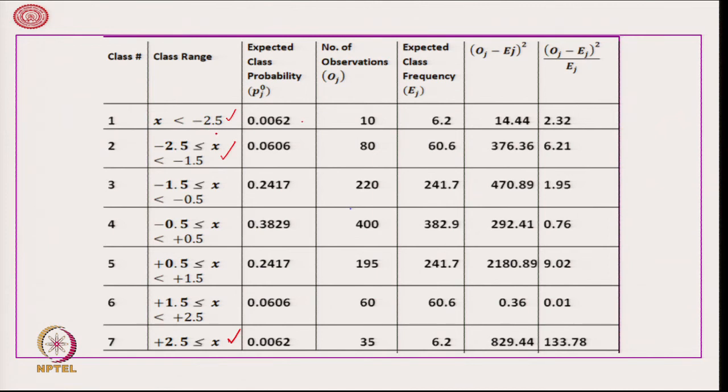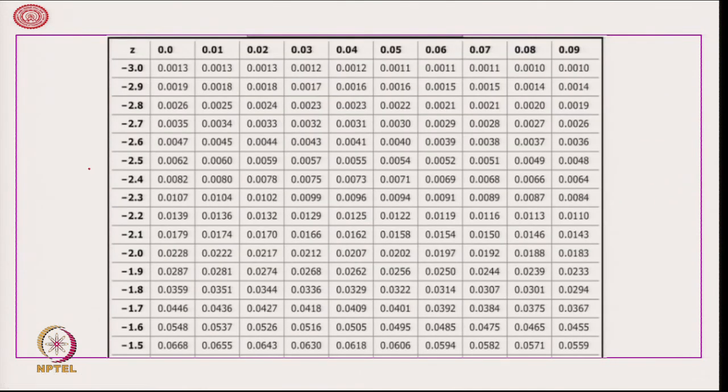Now, the question is, what is the expected class probability p j 0? So, x less than minus 2.5 has probability 0.0062. How to get that? We get it from the normal table. This is the cumulative probability of a standard normal distribution taking a value less than minus 2.5, that is 0.0062.